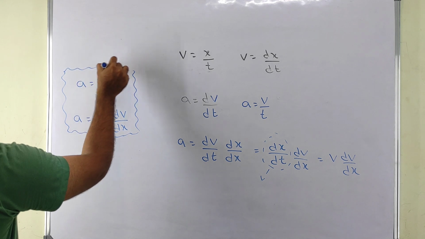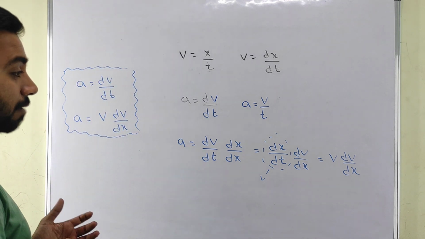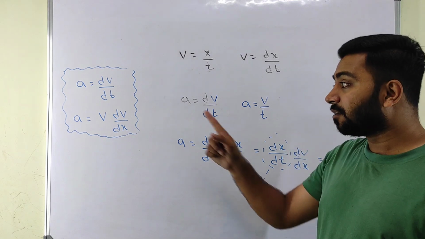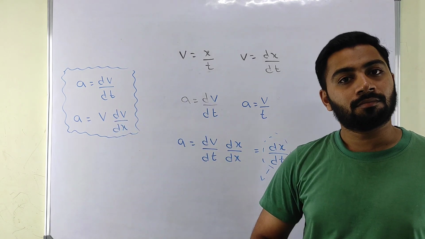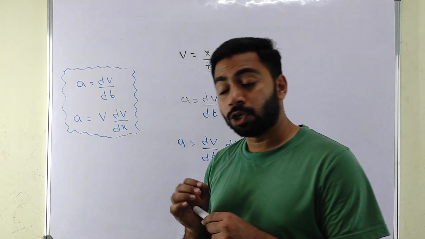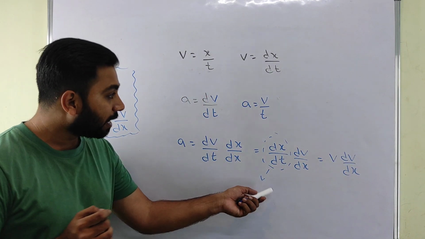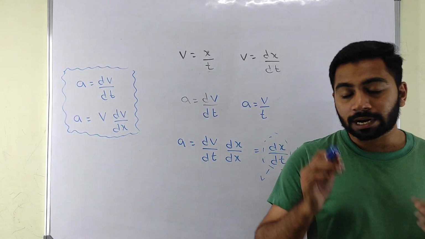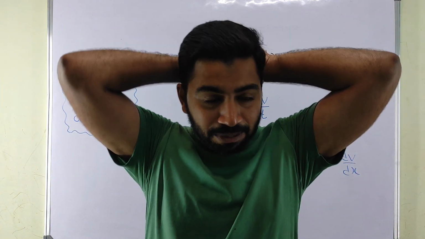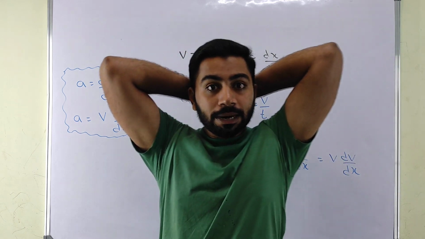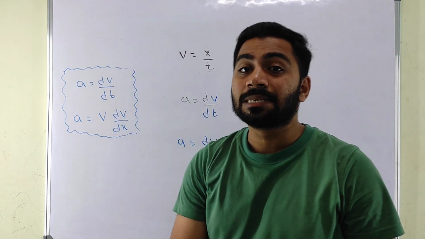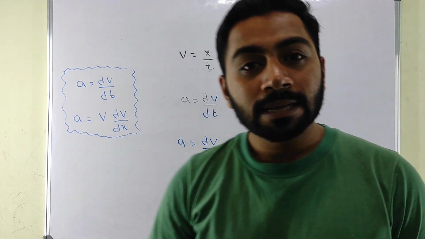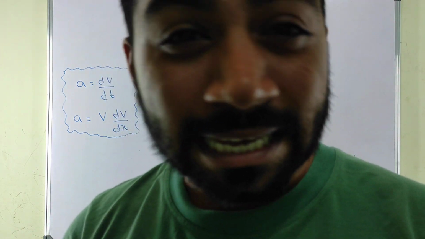If they ask acceleration in terms of velocity, we use this one. If they ask acceleration in terms of distance, we can use this one. Maybe it looks simple, but it is hugely important. Very important. Now, one more small thing. Just write down in your copy: the speedometer of a car gives us speed, not velocity.